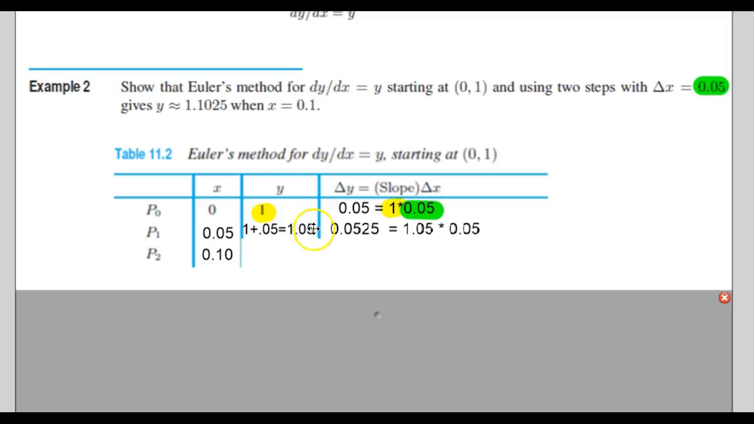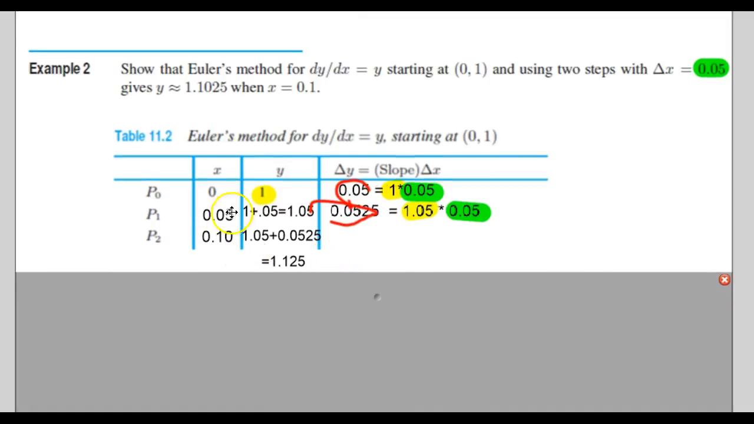And so we go through this same process of using the slope and the delta x to determine our delta y. We end up with a delta y of 0.05, and we add that to get 1.05. Then we repeat the process to figure out the new delta y, which is 0.0525, and we add that, and we get 1.1025, which is our Euler method solution, when the actual y value should be 1.105.